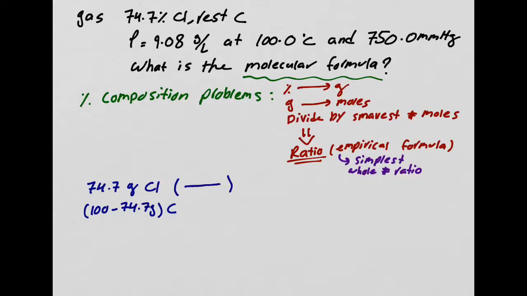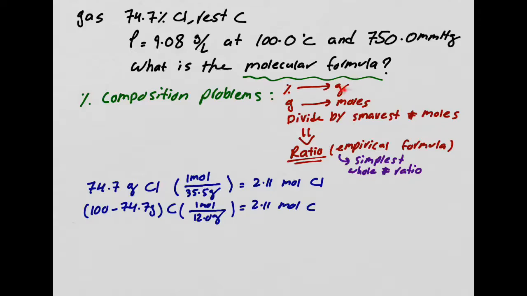Then I want to convert grams to moles. 1 mole of Cl is 35.5 grams, so I get 2.11 moles of Cl. Now I'm going to convert grams of carbon to moles. 1 mole of carbon is 12 grams, so grams cancel out, and I get 2.11 moles of carbon. So far so good?